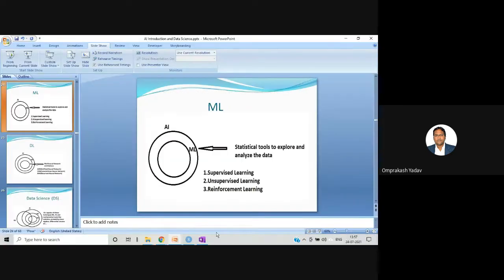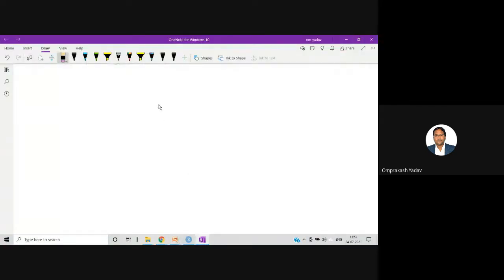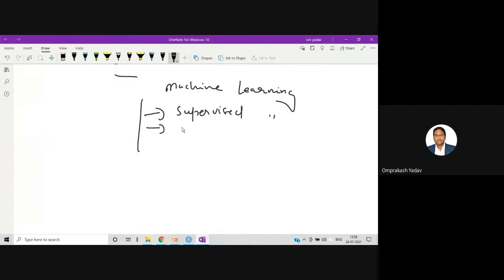Let me take you to the notepad and then I can explain. So the first one is like this. I'm explaining about machine learning. It provides us three ways of learning: supervised learning, then unsupervised learning, and then the last one is reinforcement learning.